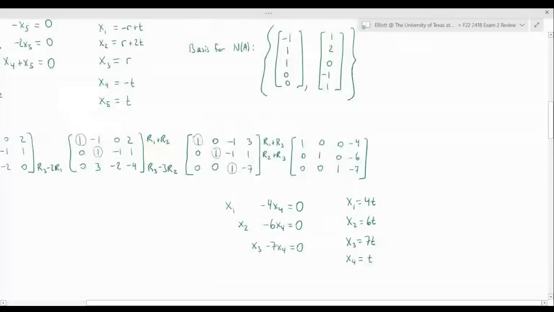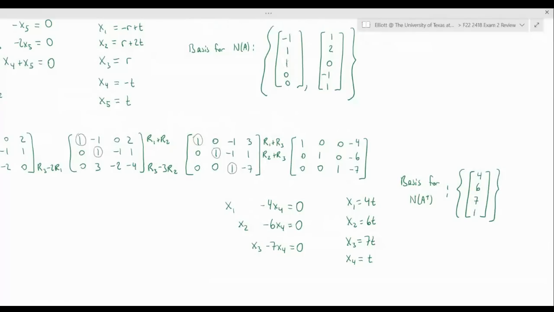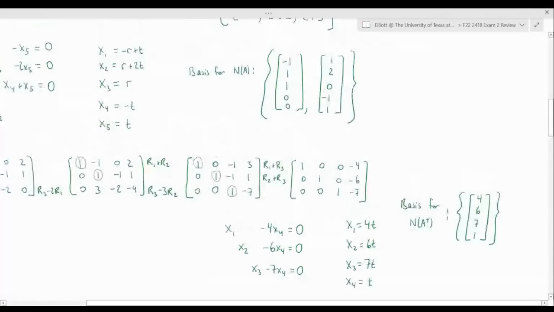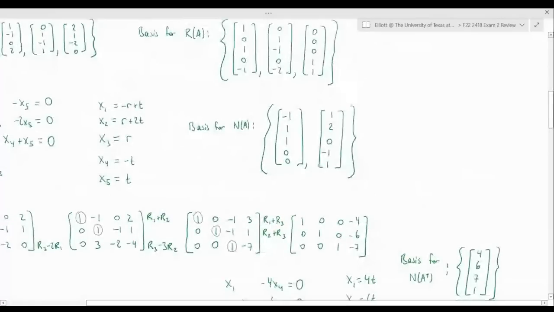and so we can then get a basis for the left null space from that. So it looks like there's only one vector in the basis for the left null space. And taking the coefficients of t, we have 4, 6, 7, and 1, okay? All right, so any questions about that?